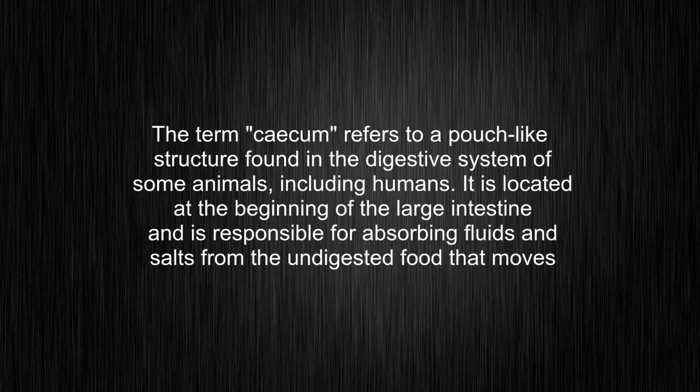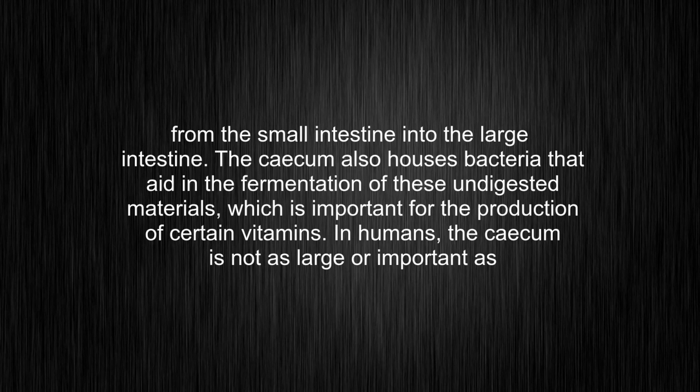The term caecum refers to a pouch-like structure found in the digestive system of some animals, including humans. It is located at the beginning of the large intestine and is responsible for absorbing fluids and salts from the undigested food that moves from the small intestine into the large intestine.